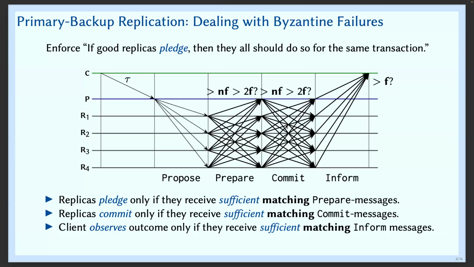Now what if the client is also here? Let's say the client is here, and it also receives all these messages. The client is here and it receives all the messages. It receives 2F plus 1 commit messages. Is that useful or not?